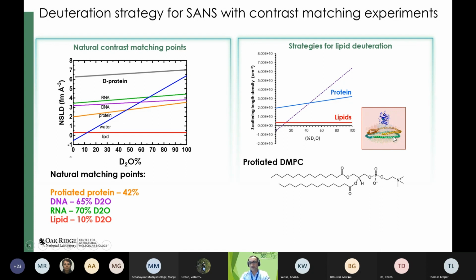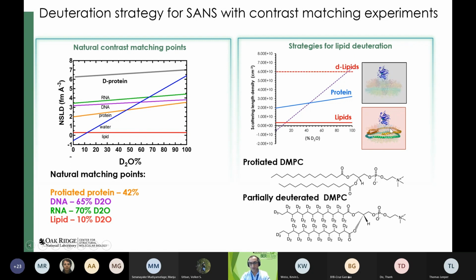In this case, we cannot really solve the problem because we have two contrast matches which are identical for the protiated samples. The lipids are contrast matched at a low percentage of D2O. So if you contrast match lipids, you should see the two membrane scaffold proteins. By using a combination of partially deuterated DMPC, which is the lipid used in this case, and protiated DMPC, we can raise the contrast and also create a condition where we can contrast match out the lipid.